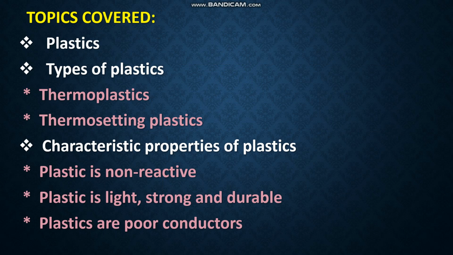So let us revise today what topics we have covered. We have learned what plastics are. We have learned that plastics are polymers that can be molded, that can be melted, and different colors can be given, recycled, reused. Then we learned two types of plastics, thermoplastics and thermosetting plastics, based on whether the plastic can be bent or softened on heating. Next we learned what the characteristics of plastics are. What are they? Plastic is non-reactive, it is light, strong and durable, and it is a poor conductor of heat and electricity.